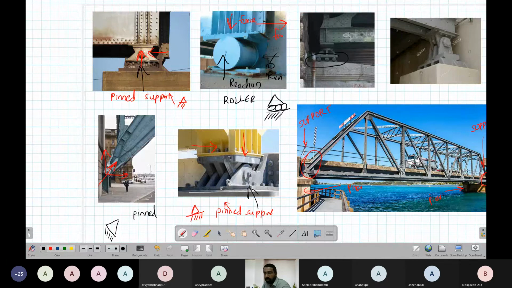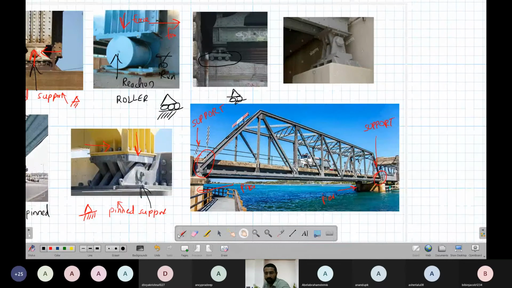Now you can see here also there is a roller. Even though it is a slightly different support, it has a different shape. If this surface is smooth, that means minimum friction, then it is a roller.